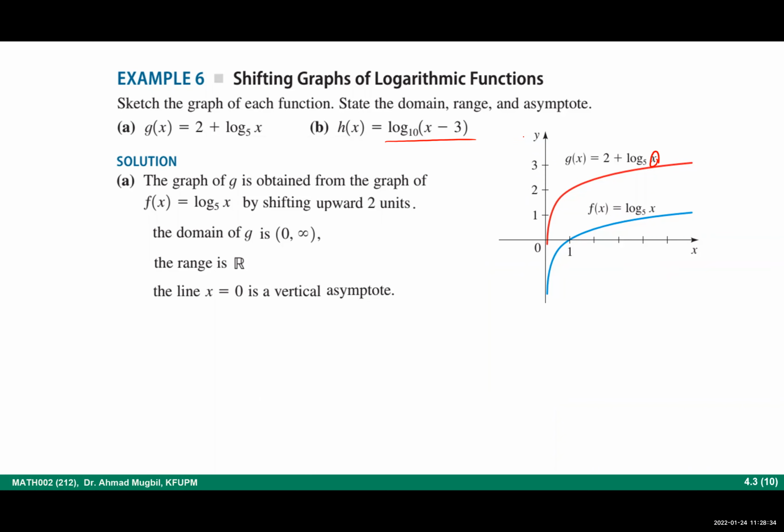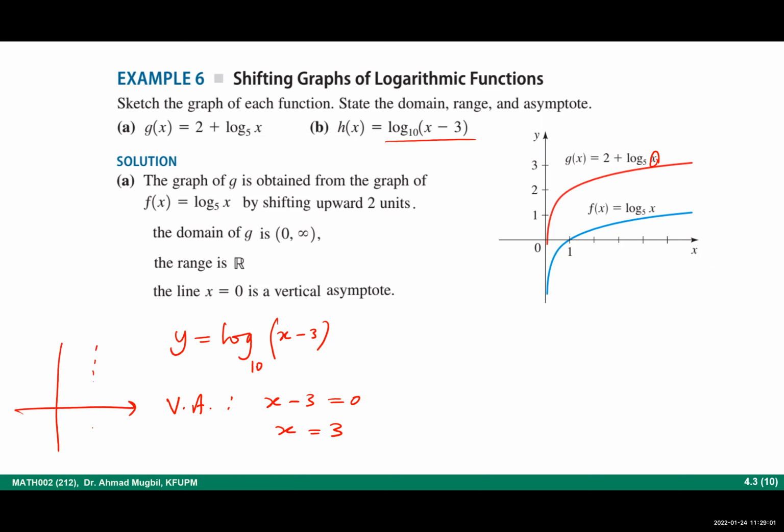So what I advise you, if you have a question like this, y equals log 10 of x minus 3, is to sketch the graph of this one. What do you need to do? First of all, find the vertical asymptote. How to find the vertical asymptote? Put what is inside, the argument, equal to 0. Solve it, you will get x equals 3. So let me do it here for you. This is the vertical asymptote. Now the graph will be to the left or to the right of this line. How to know? You need to find the domain.